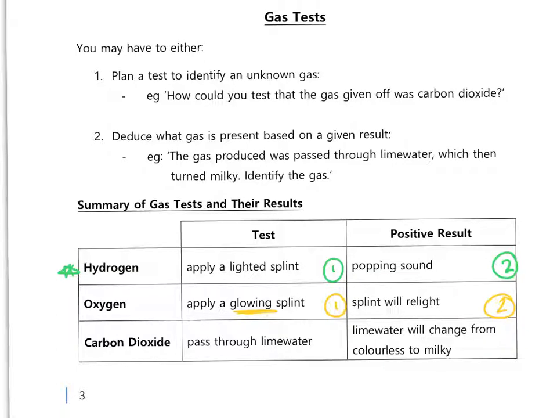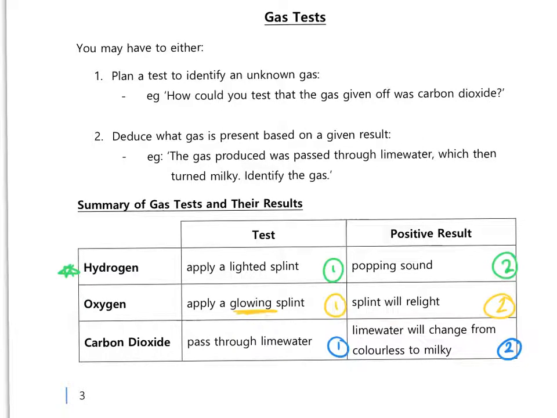And then finally, the test for carbon dioxide. Again, your first mark will be for saying pass the gas through lime water. Second mark for saying, well, what is the change that happens? And that is that the lime water will change from colourless to milky. So it's a little bit different. You have to bubble the carbon dioxide through lime water, and that lime water changes from colourless to milky. So all of these tests you've seen before, but you have to learn them, and you have to learn them in a specific way of how to quote them.